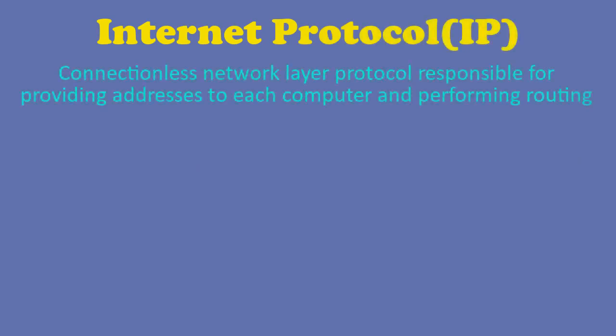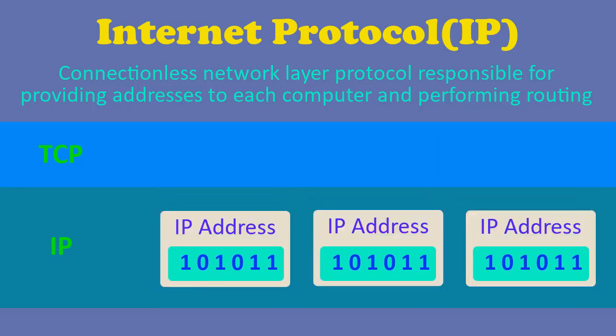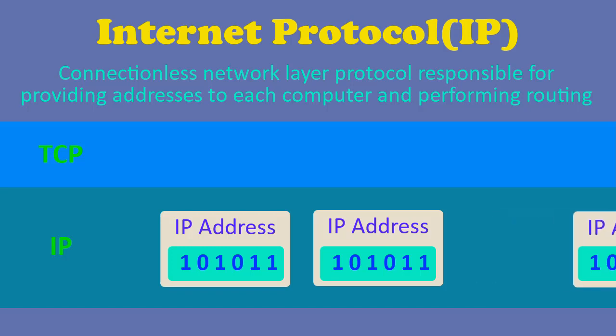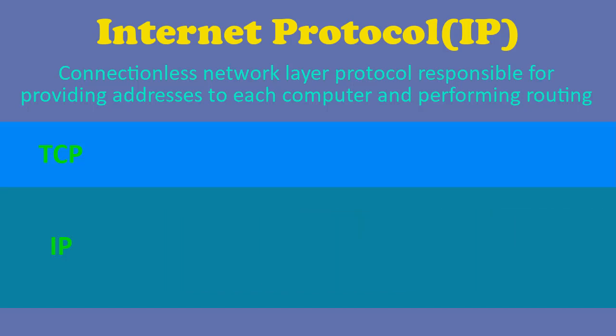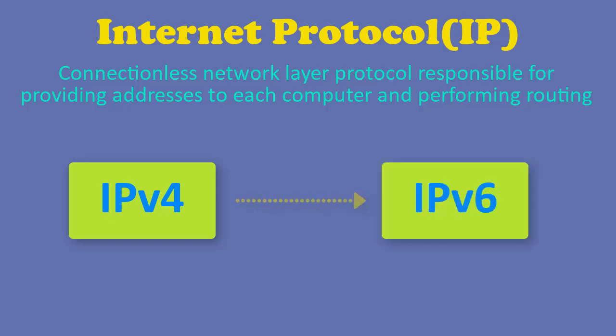Next is Internet Protocol or IP. It is a connectionless network layer protocol responsible for providing addresses to each computer and performing the routing. Once TCP breaks the data into smaller packets, it gives it to IP to provide addresses and to do the actual routing. Currently, the internet fully supports IP version 4 and it is moving towards adopting the latest version, IP version 6.